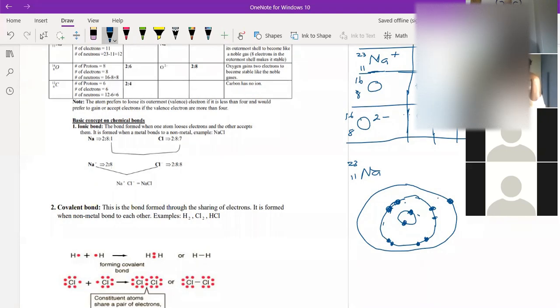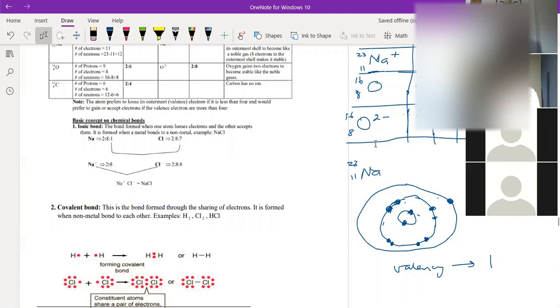2, 8, 1. The outer shell is what we call the valence shell. So when they ask you what's the valency of sodium, the valency of sodium is one. It's the number of electrons on the outermost shell. How many electrons do you have on the outermost shell? Valency of one. Now, what's going to happen to sodium when it loses an electron?